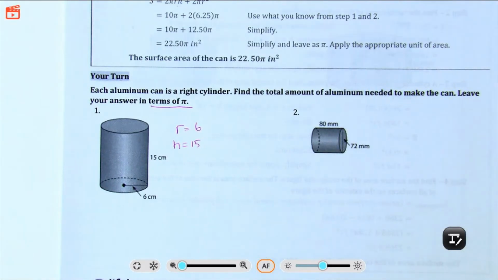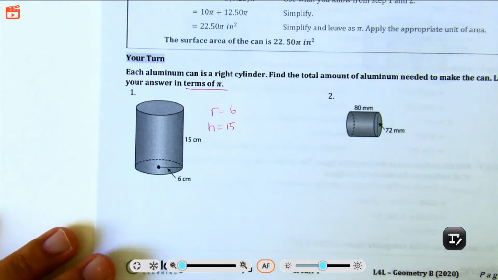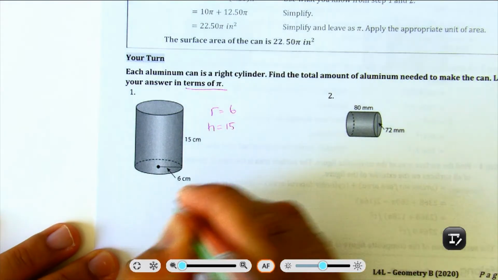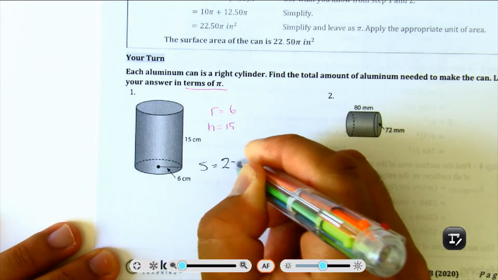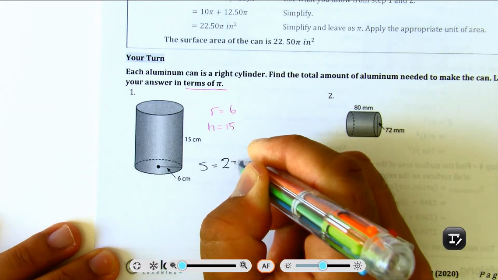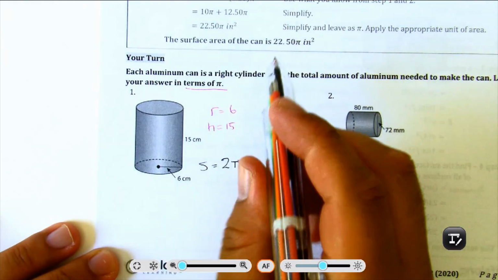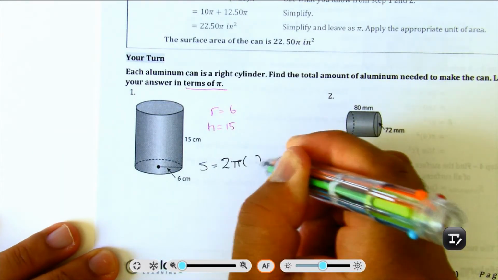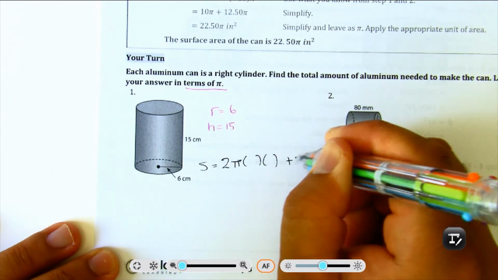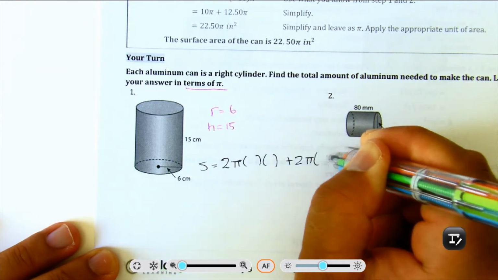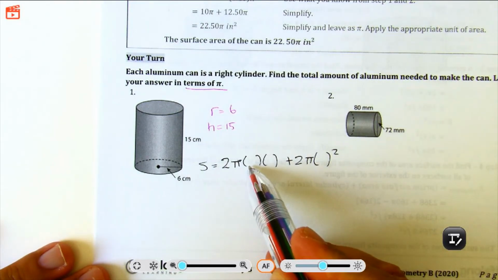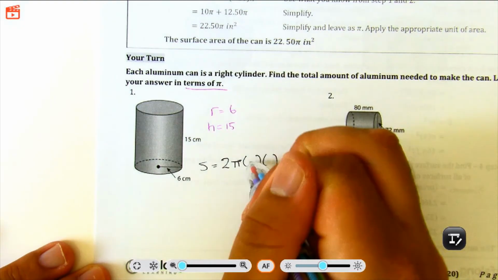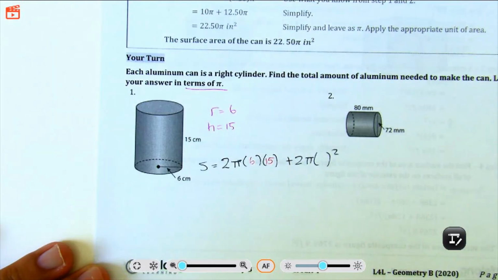So when you're writing your formula, the surface area is equal to 2 pi r(h) plus 2 pi r squared. So in those parentheses, I'm going to put the numbers that belong there. The first number is the radius, 2 pi r. The radius is 6. Then this is the height. And then this is the radius, 6.